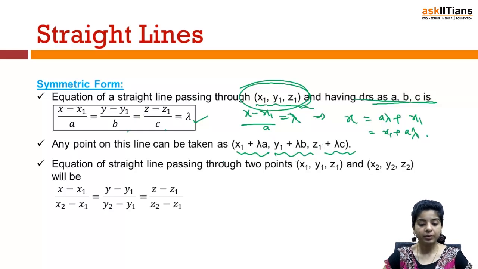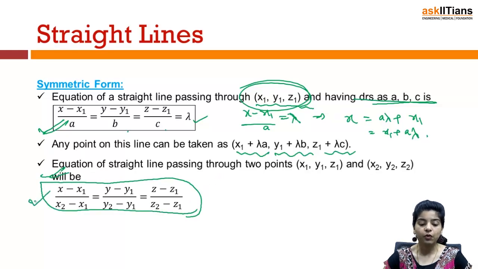The equation of a straight line passing through two points x1, y1, z1 and x2, y2, z2 will be (x minus x1)/(x2 minus x1) = (y minus y1)/(y2 minus y1) = (z minus z1)/(z2 minus z1). So just remember this as well as this, that if you are required to find the equation of a straight line passing through two given points, then it will be of this form.